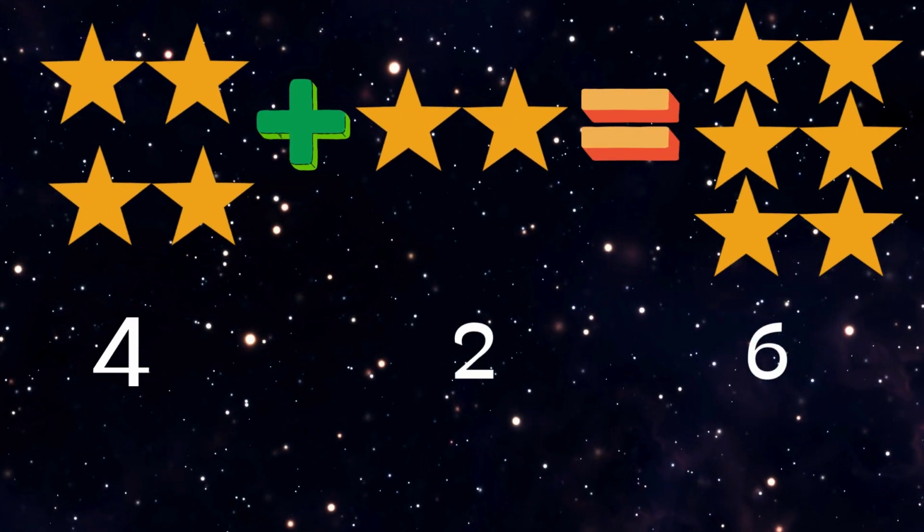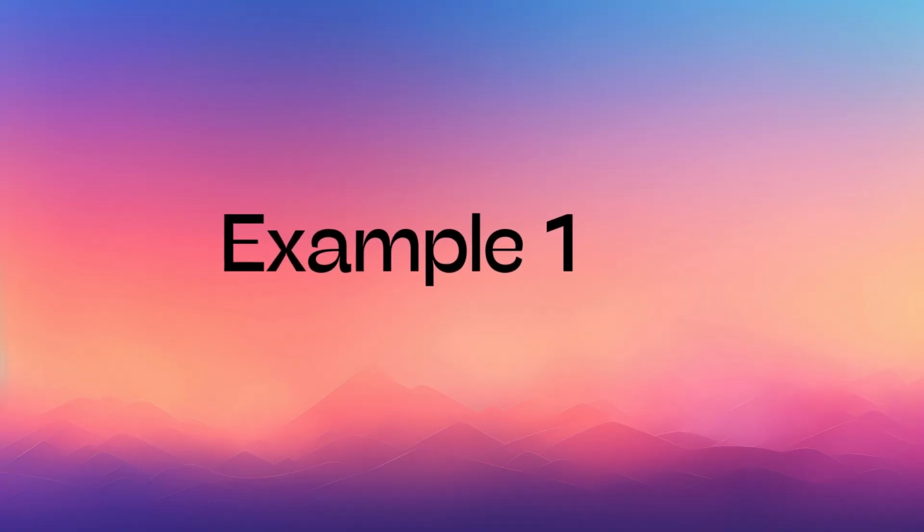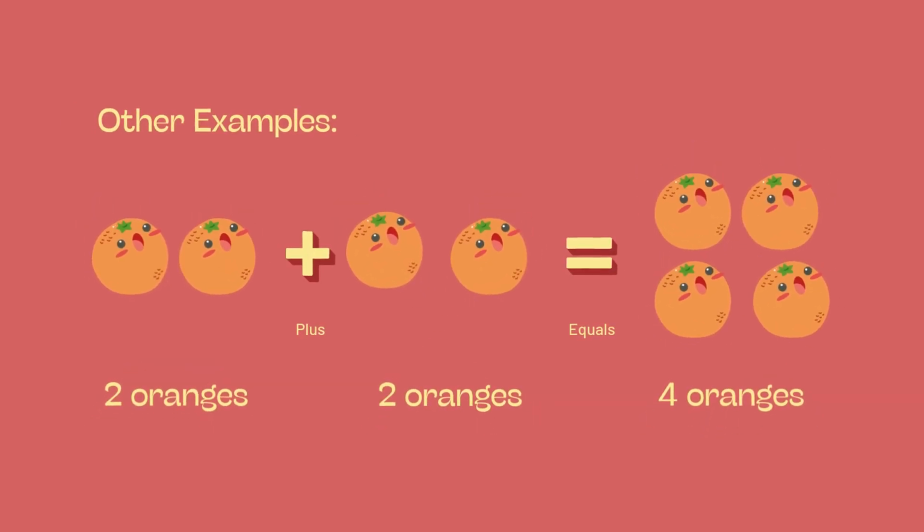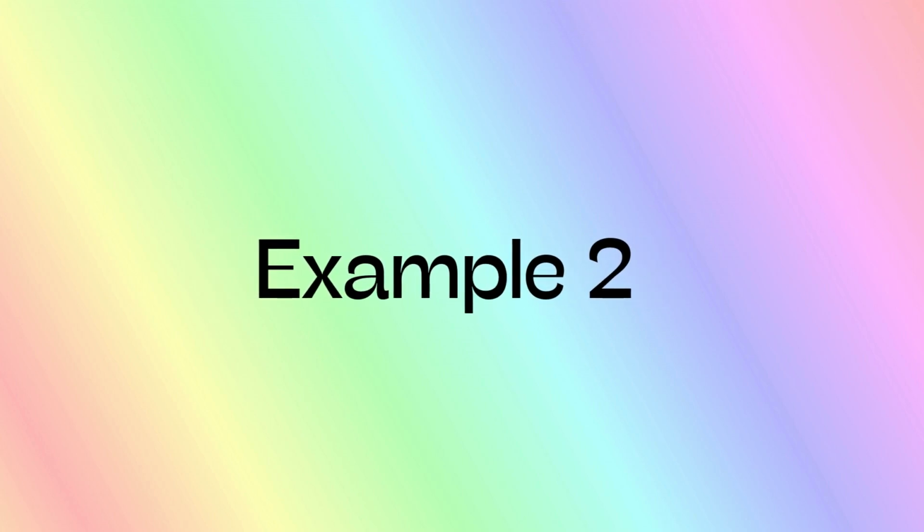You're doing awesome. Let's take one more example. If you have 2 oranges and you get 2 more oranges, then how many oranges do you have in total? That's right. 2 oranges plus 2 oranges equals 4 oranges. Great job. Let's take one more example.